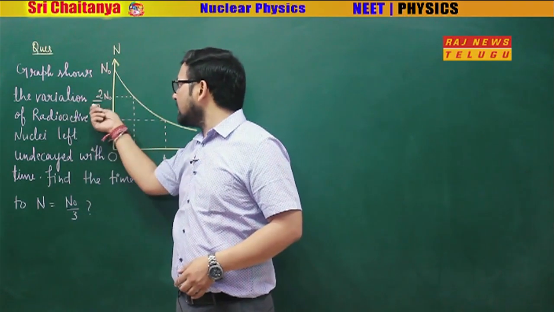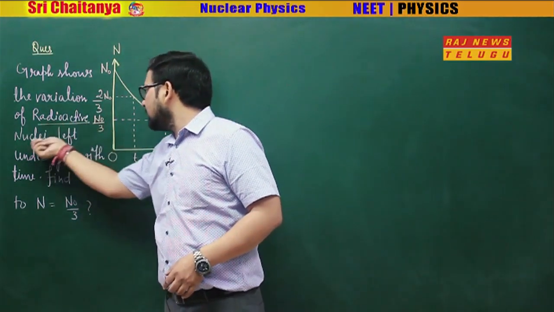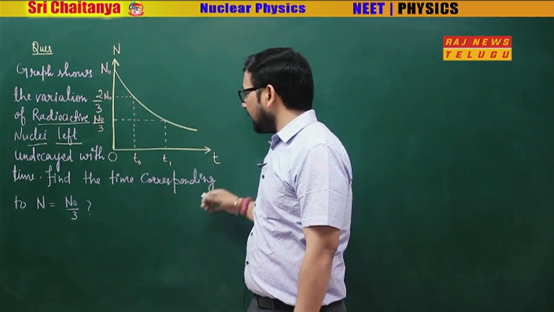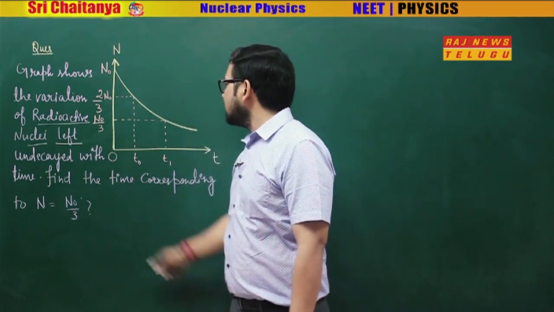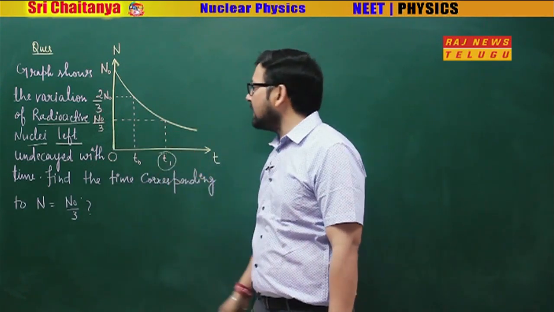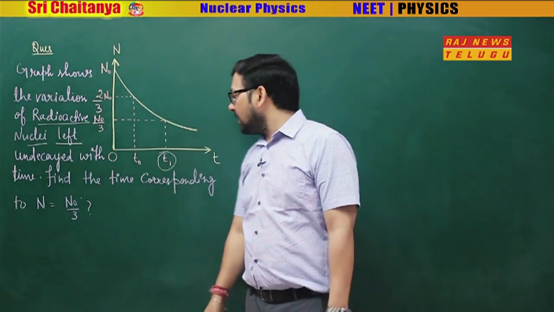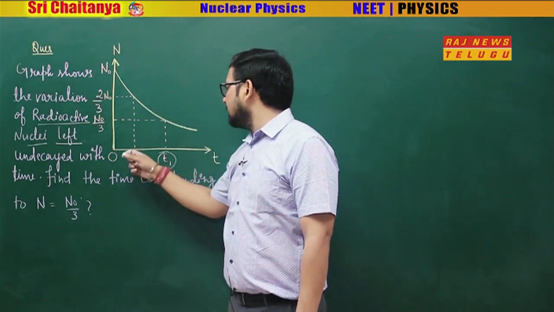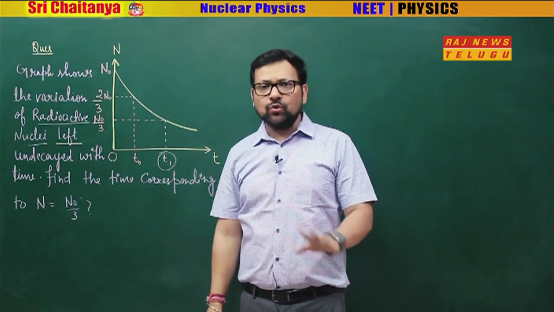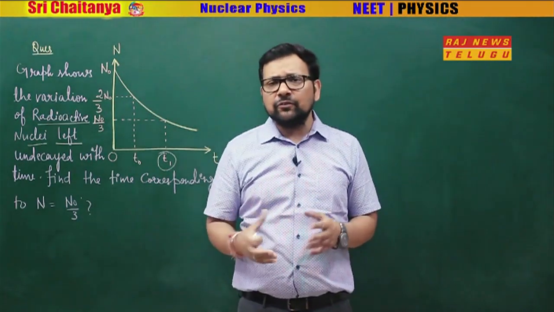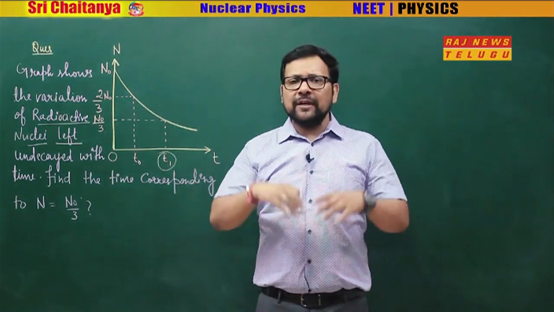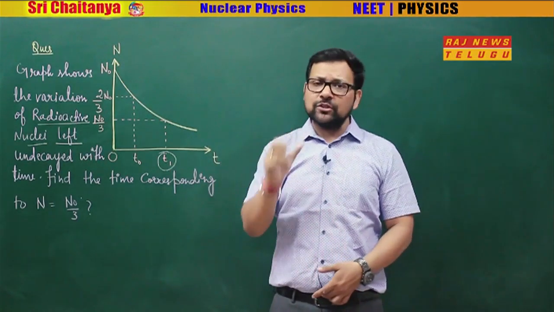The graph shows the variation of radioactive nuclei left undecayed with time. Find the time corresponding to N equal to N naught by 3. This is N naught by 3, and the corresponding time is t1. So basically we have what is required, and that is t1. But if this is required, it means this t naught corresponding to 2N naught by 3 is given. This is known to us. In an objective question, they might give you t naught as 2 seconds and t1 as the required value, and not as some numerical value. So we are solving this question in the form of notations only.